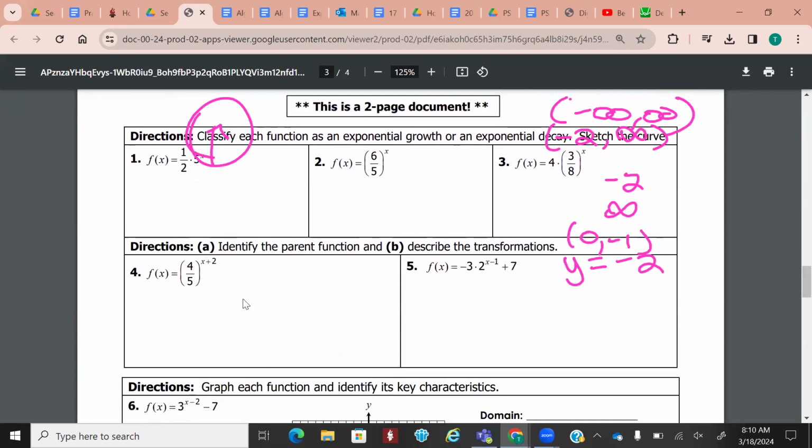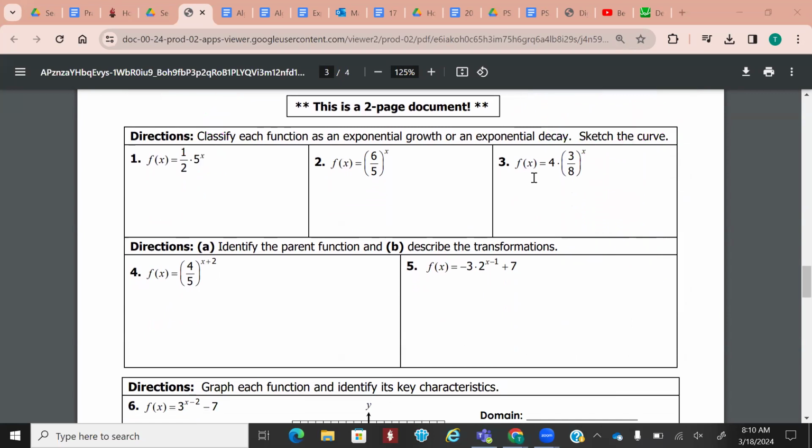I want us to classify these, whether they're exponential growth or exponential decay. So this is on the next page. Remember, if the b term is bigger than 1, then it's growth. If it's less than 1, it is decay. Just because it's a fraction doesn't mean it's automatically going to be decay. So looking at this, our b value, the one that has the x attached to it, is bigger than 1. So is that growth or decay? Growth.